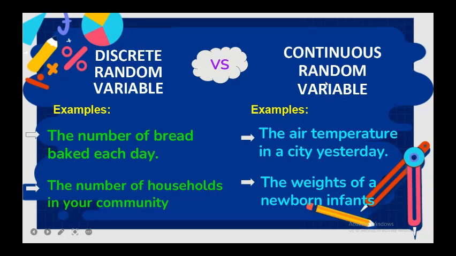For the continuous random variable, the first example is the air temperature in a city yesterday. We are talking about the air temperature, so it needs a measuring tool to get it. Next is the weights of newborn infants. We are talking about weights, so we need a weighing scale to know the weight of a newborn infant or infants.